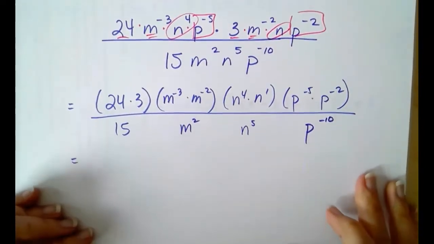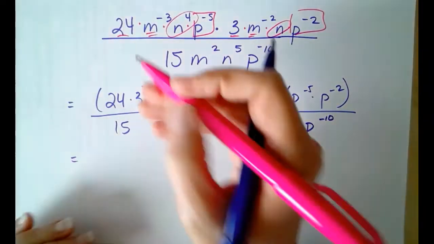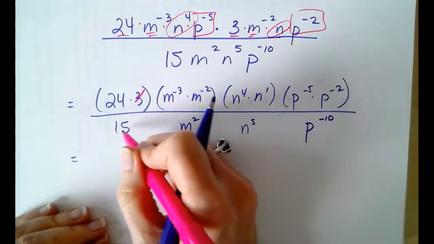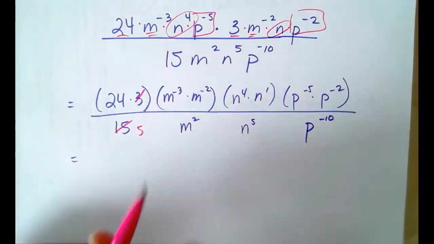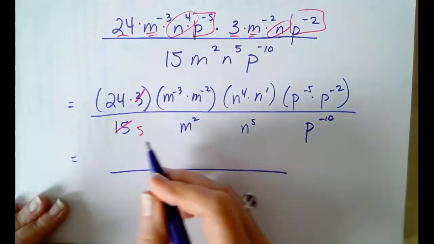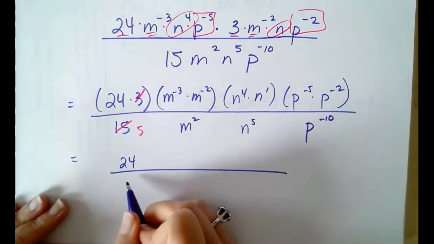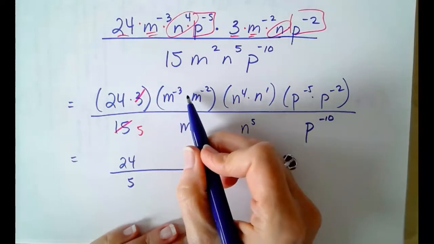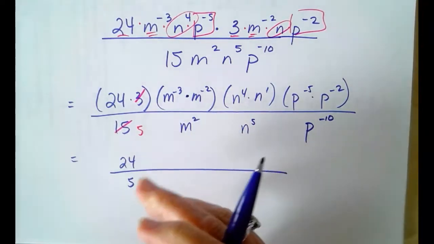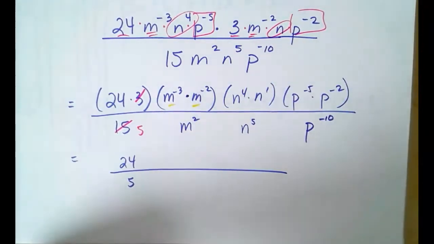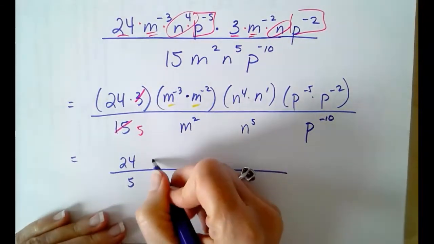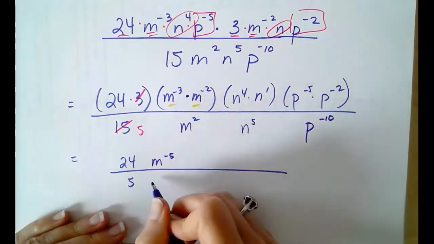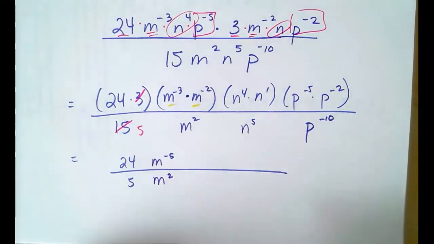So first of all, right up front, this 3 can cancel with the 15 5 times. And now we've simplified the first part. So we've got a 24 on top. We've got a 5 on the bottom. Next, we are multiplying and the bases are the same, so we're going to add the exponents, and we get m to the negative 5th over m squared.